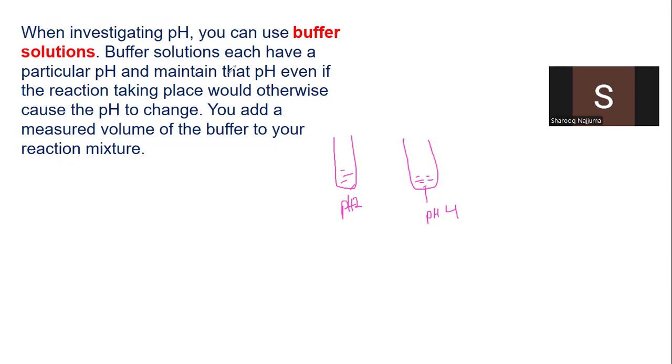Buffer solutions have a particular pH and they maintain that pH, meaning that to this combination, you will add a buffer solution of the particular pH you're interested in. So in this case, I'll add a buffer solution of pH 2. These buffer solutions can be made. That means the pH in that test tube will remain at 2 until you're done with your investigation. So we can change pH by using buffer solutions.